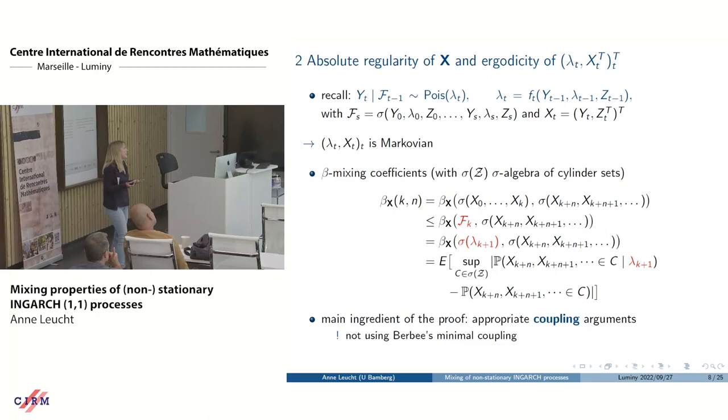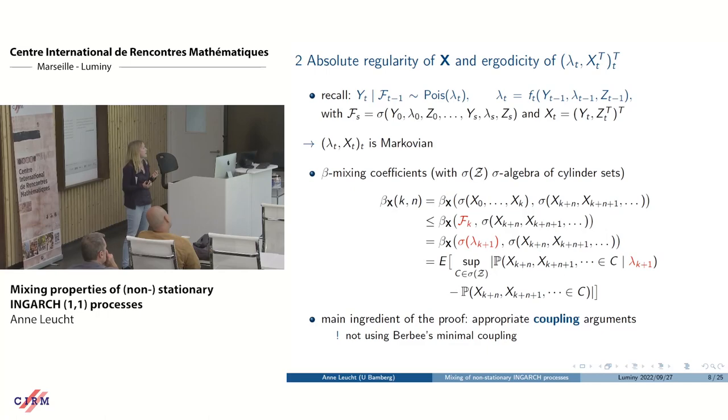And then we can define the mixing coefficient, and now we have to be a little bit careful because we are in a non-stationary setup. So our present state is time point k, and then the time lag is denoted by n. We want to have this quantity small with respect to n later on. So we consider the mixing coefficient of the sigma algebra of the past, going from X_0 to X_k, and then lag n, and then you consider the future. And then you can upper bound this quantity by substituting this first sigma algebra by F_k, which is a richer sigma algebra, also containing the lambdas.